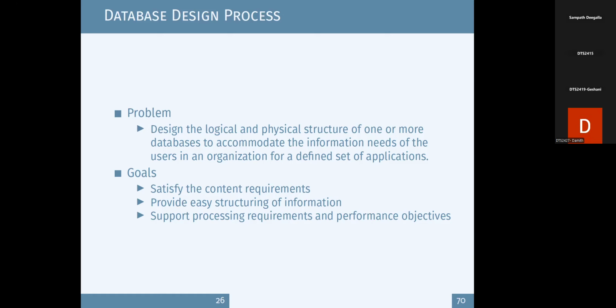So the goals of this are to satisfy the content requirements, provide easy structuring, and support the processing requirements. For example, processing requirements and performance are related to each other. We can say, okay, how many transactions we need to complete in a given time, per minute for example. Those should also be stated when you are designing.